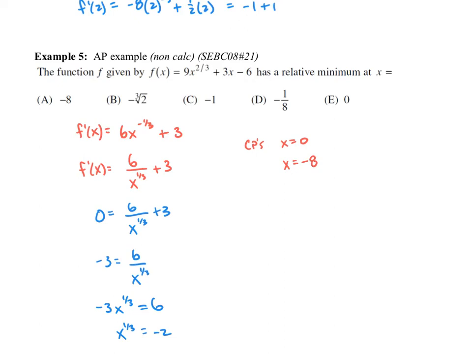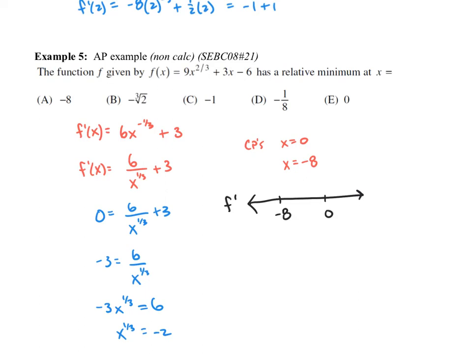So let's put this on a test line. Now remember, we're going to look for a relative minimum on the graph of f of x, which means we're looking for a sign change of f prime from negative to positive. So let's plot out -8 and 0.